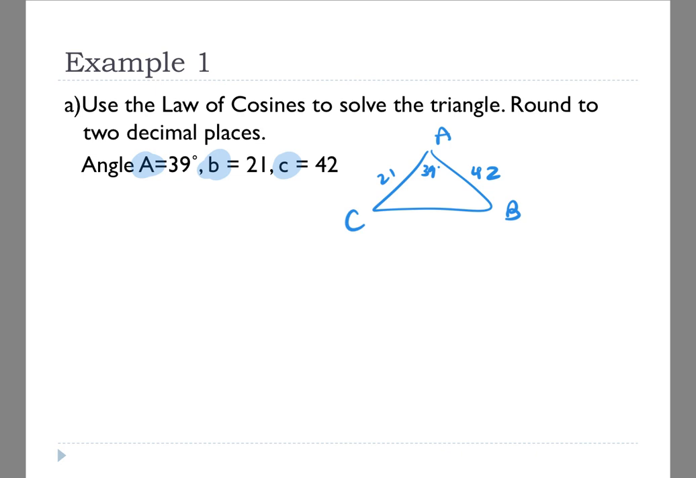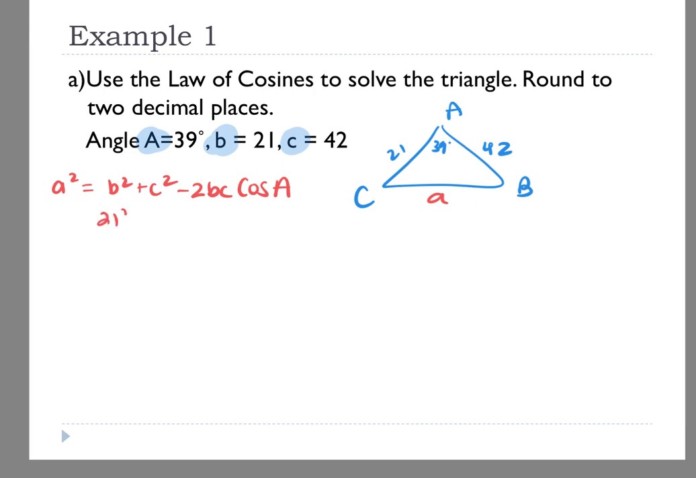So the very first thing I have to find with law of cosines is the third side. So a squared equals b squared plus c squared minus 2bc cosine A. B squared is 21, so 21 squared, plus c squared is 42 squared, minus 2 times b, which is 21, times c, which is 42, times the cosine of 39. And then you could literally type that whole thing in your calculator. Order of operations will put it how it's supposed to be. And you could even put it under a square root now. You don't even have to do that in 2 steps.